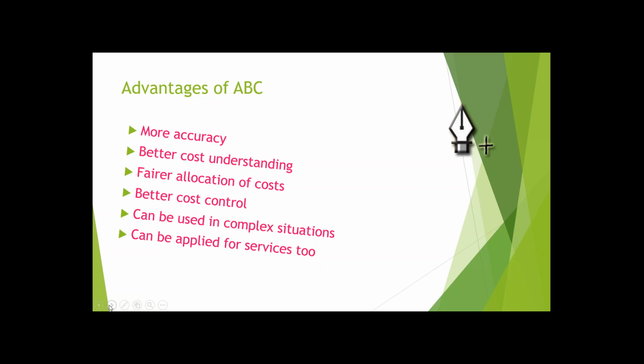You go to a heart specialist, he will charge a different fee from a general physician because the intensity of the heart treatment is much bigger. Kidney is much bigger. But if you go for a general cough or something, they will not charge too much because the cost is not too much. So the intensity also can be taken up. So that is the advantage.